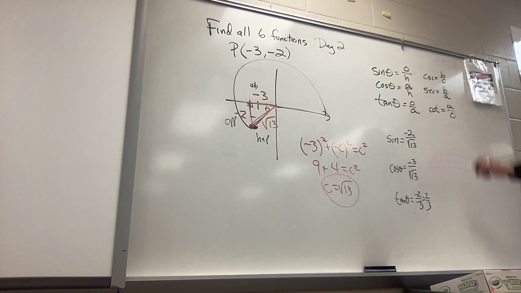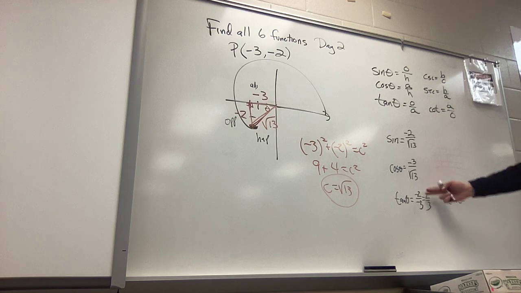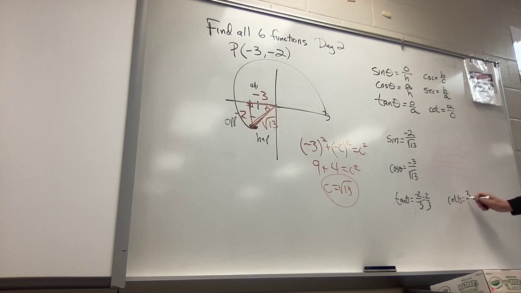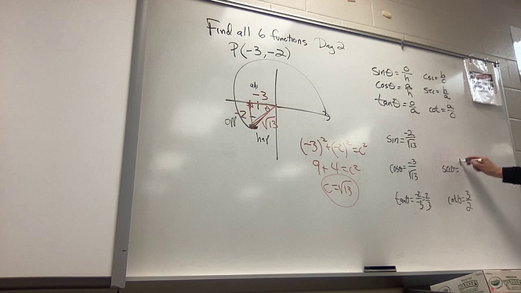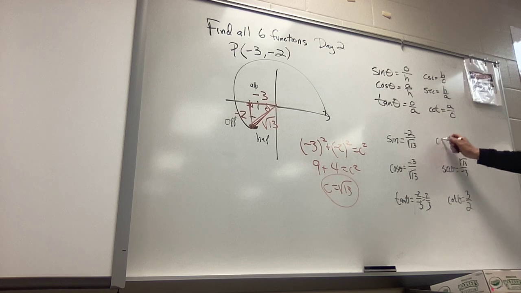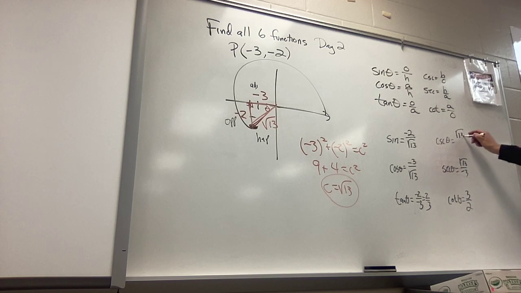All right, our cotangent, simply take the reciprocal, it's 3/2. Our secant, take the reciprocal, square root of 13 over -3. It doesn't matter where the negative is, top, bottom, or up front. And the cosecant, flip it over, is root 13 over 2.